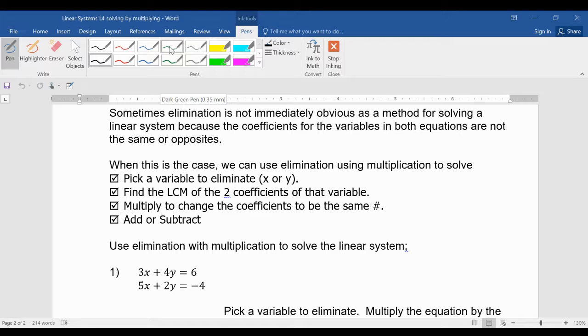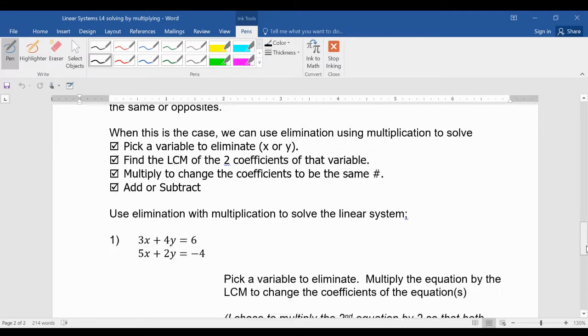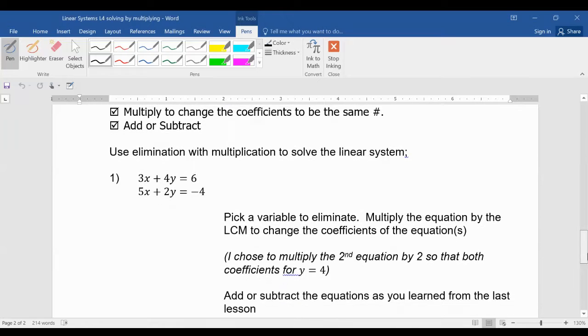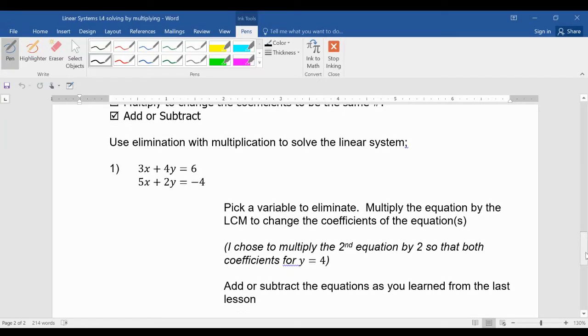to finish solving by elimination. So with a little bit of advanced scouting here, you can see that with our coefficients of x being 3 and 5, my least common multiple would be 15. So I'd have to multiply both equations, the top by 5 to make the top 15x, and the bottom by 3 to make the bottom 15x.